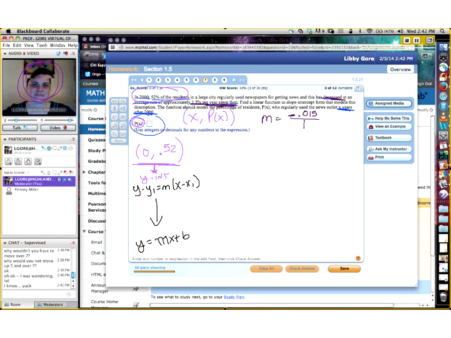So if I wanted to use x and p of x, this first form, point-slope form, would look like this: p of x minus p of x sub 1 equals m times x minus x sub 1. This being x sub 1 and this being p of x sub 1. Okay? And m is my slope that I have right here. So I'm ready to plug all of this information in, take it from point-slope to slope-intercept form.